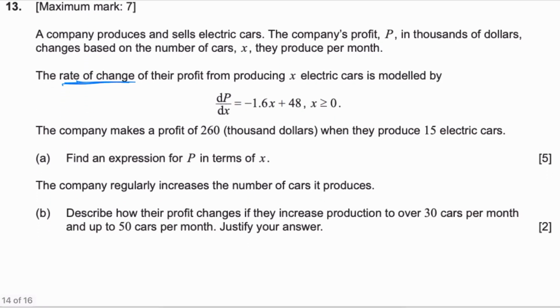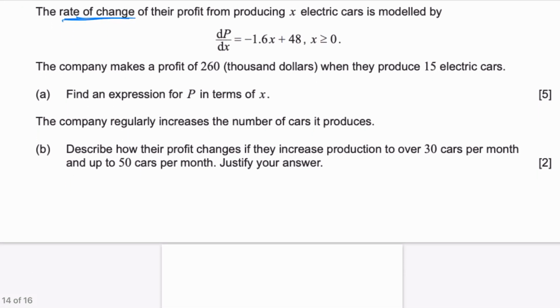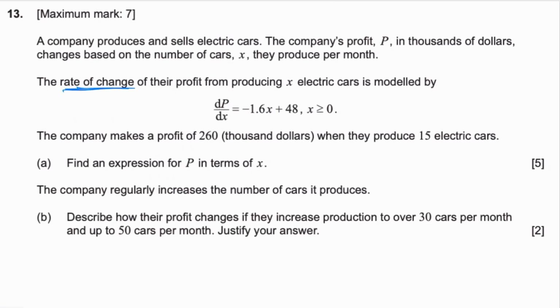So in order for us to figure out the original equation, once they give us the derivative, we want to find the antiderivative. That means we want to find the integral of negative 1.6x plus 48 dx. Just for recognizing that you have to take the integral, you will get 1 point for method, which is huge because maybe you don't know how to find this integral, but you're going to get 1 point for method.